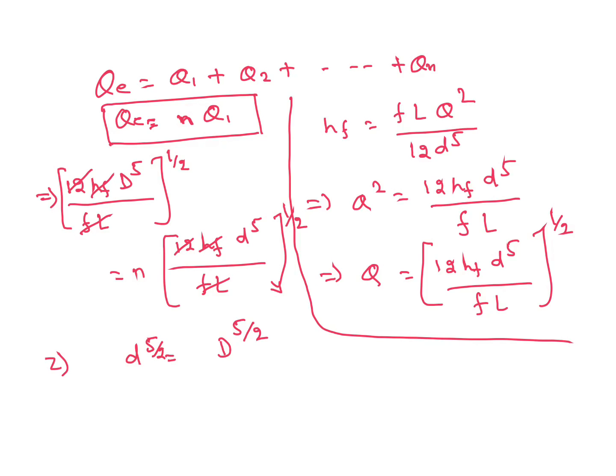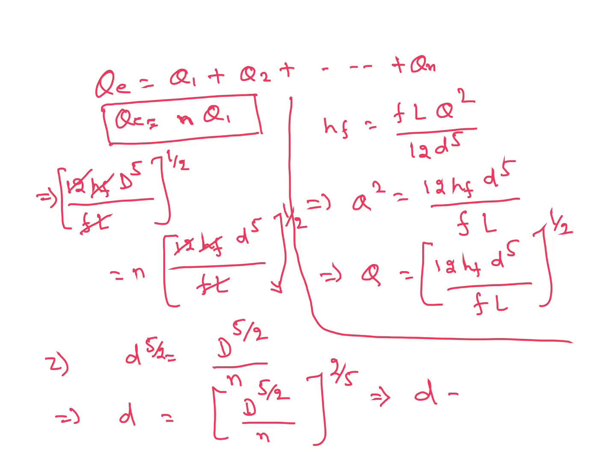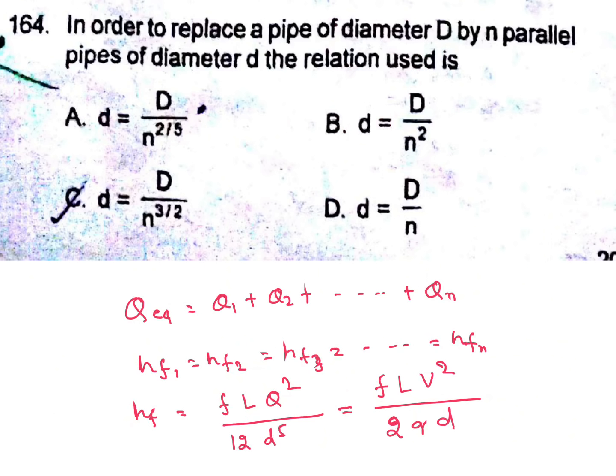So small d equals capital D to the power 5 by 2 divided by n, whole to the power 2 by 5. Then you will get small d equal to capital D divided by n to the power 2 by 5. This is our answer. So from the options you have to check: small d equals capital D divided by n to the power 2 by 5. A is our answer.